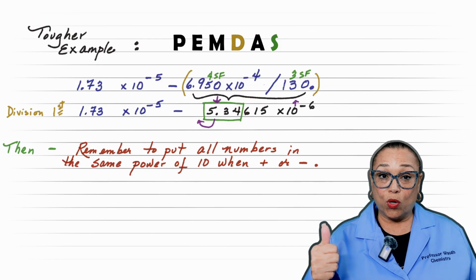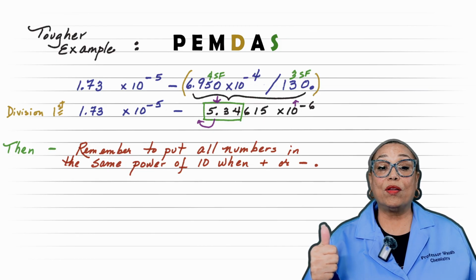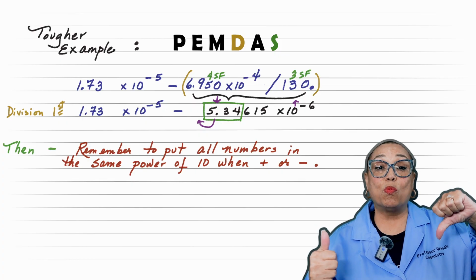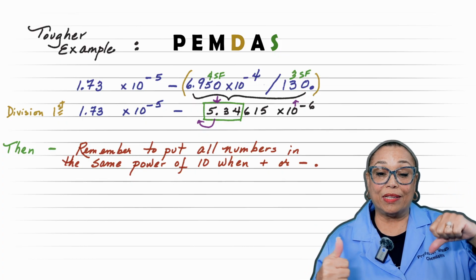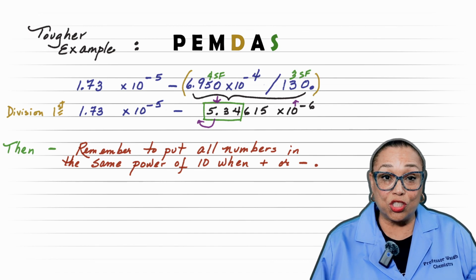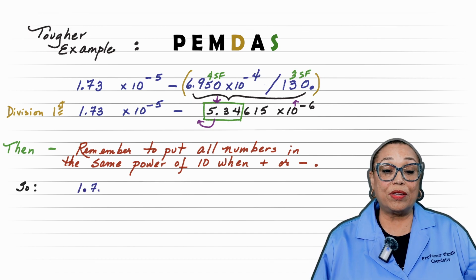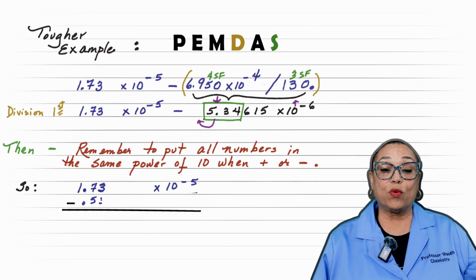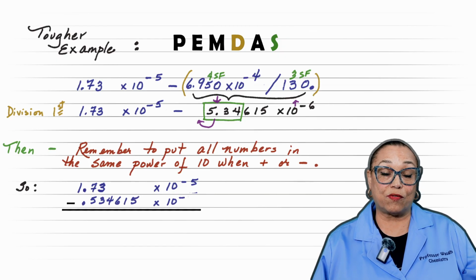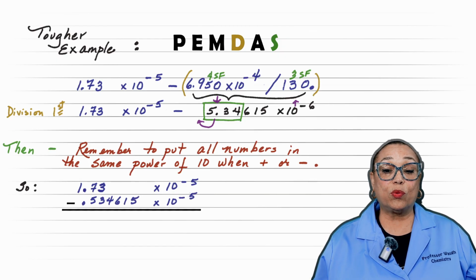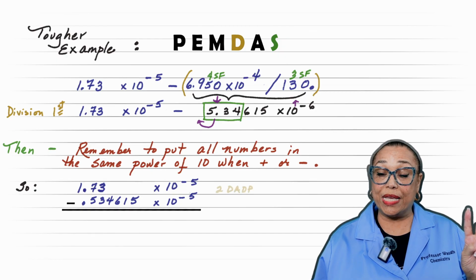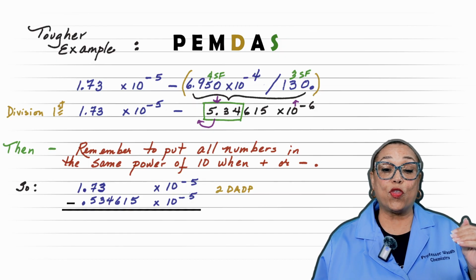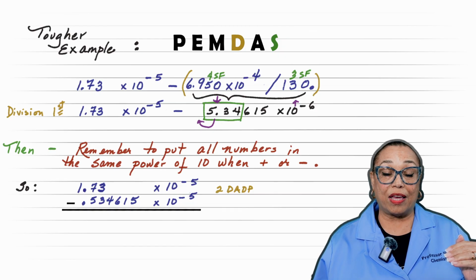And then the decimal portion, the 5.34615, that has to be smaller by magnitude of 1. So when I make those adjustments, I'll have 1.73 times 10 to the minus 5 subtract 0.53465 times 10 to the minus 5. So in the top number, 1.73 times 10 to the minus 5, that's 2 decimal places. In the second number, subtract 0.534, leave the other digits in there, 615 times 10 to the minus 5.